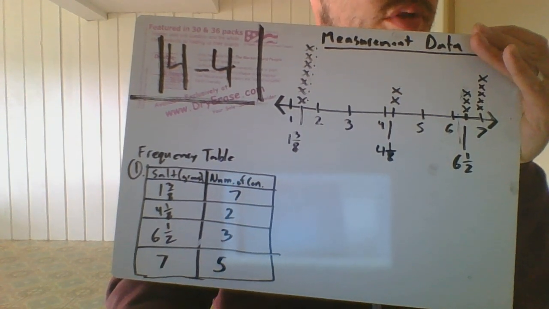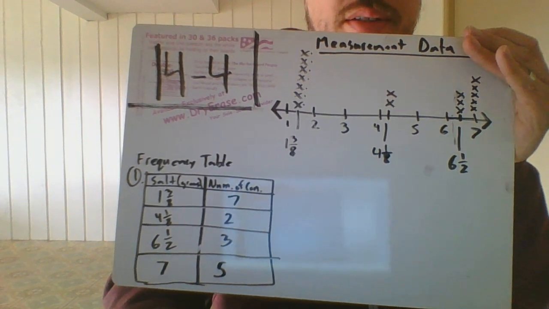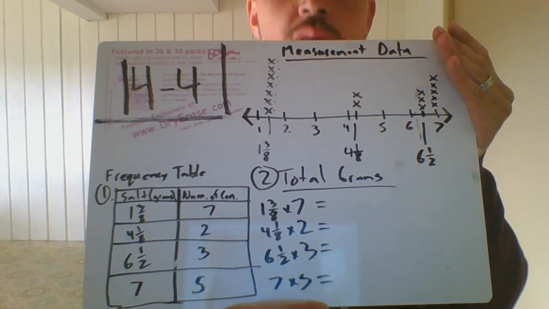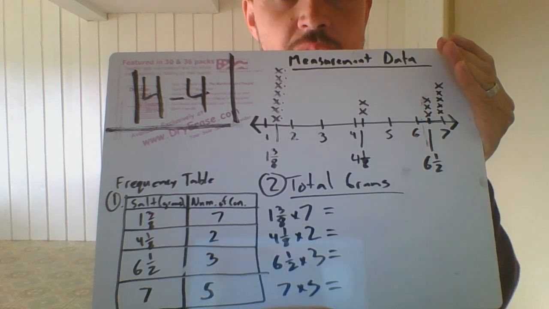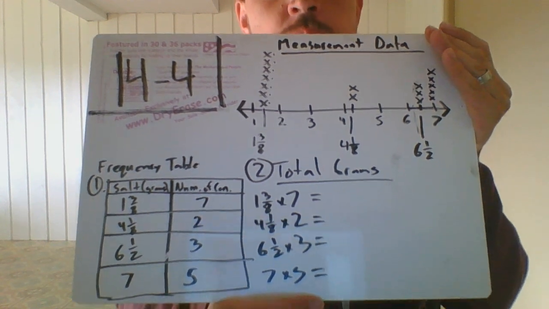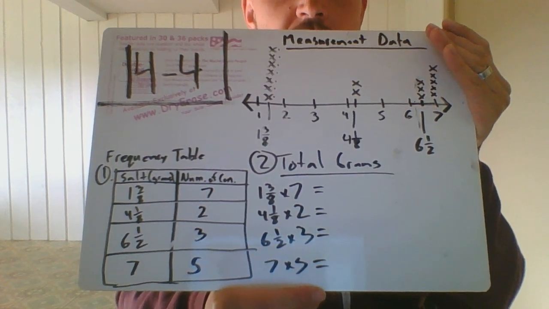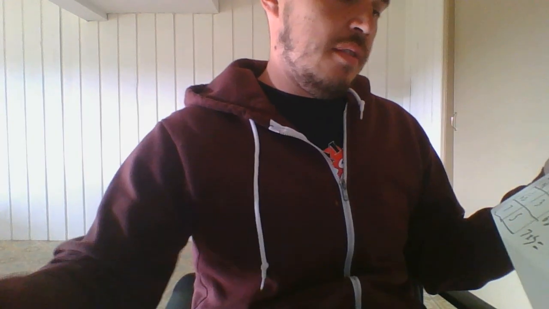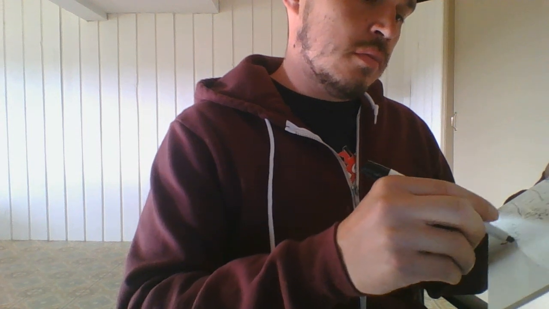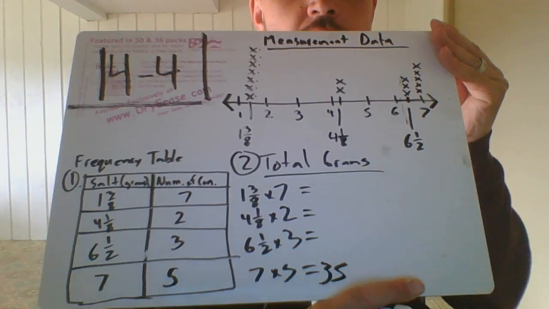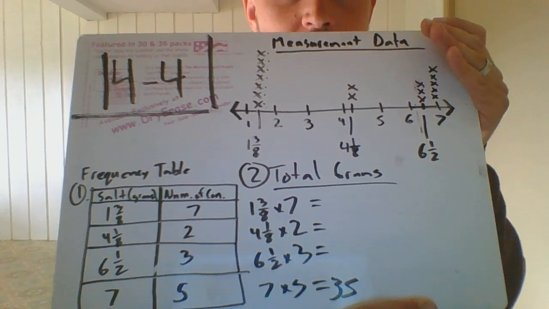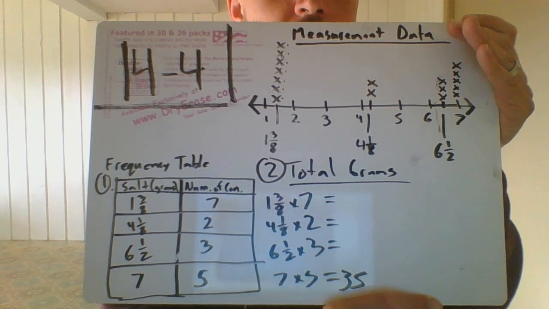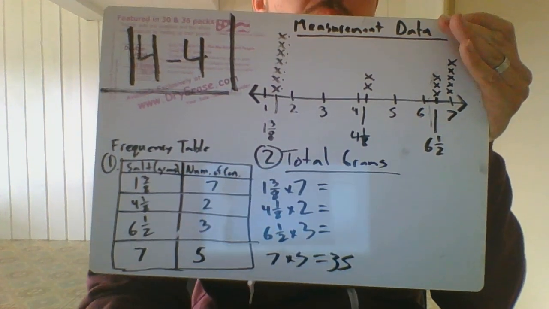I'm actually going to be blending number 2 and 3 together on guided practice. You're going to be finding the total grams of this salt. So what you would do is 1 3/8 times 7, 4 1/8 times 2, 6.5 times 3, and then 7 times 5. Obviously we all know 7 times 5 is 35. I'm going to pause here for a minute as I do the calculations for the fractions. I highly recommend that you go on Splash Learn and practice multiplying mixed numbers. That's going to help you remember how to do this skill.